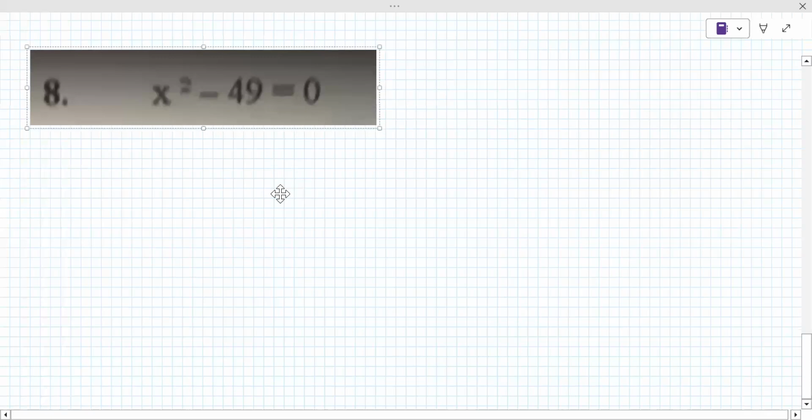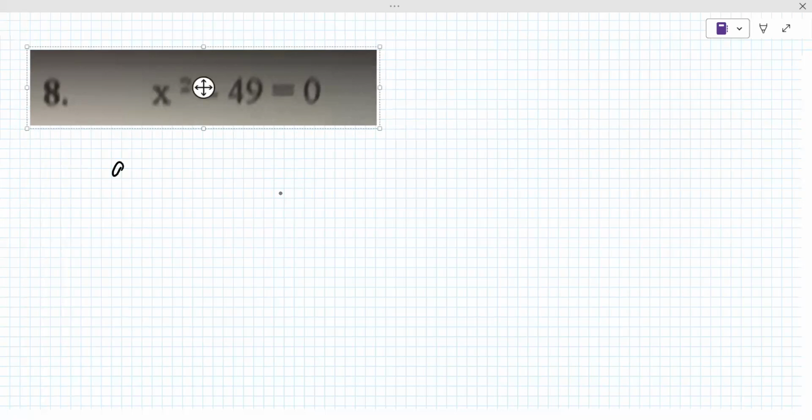All right, so x squared minus 49 equals 0. Can you give me the value of a, b, and c? And if you need to, look back at the previous problem because there's a kind of a subtle difference here. There's something that's missing. C is missing.